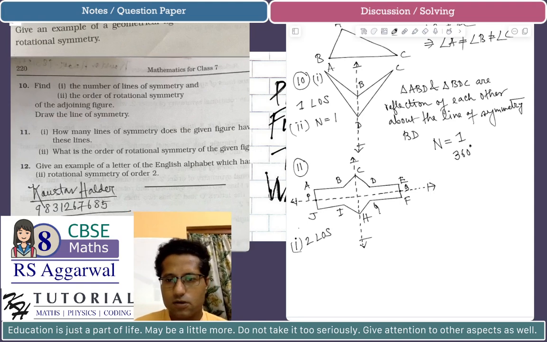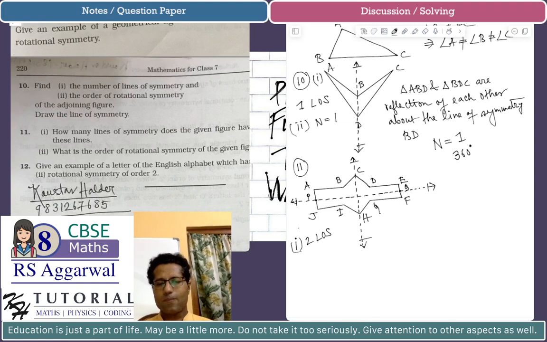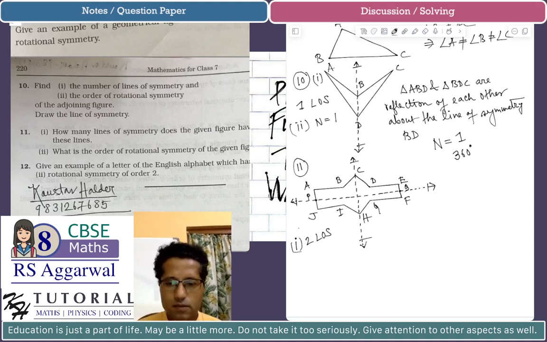Draw these lines. So I have already drawn the lines. One is the horizontal line, which joins the midpoints of the two extreme vertical sides, and the other one is the vertical line joining the corners of the triangle shape, that is C and H. The line joining C and H is the other line of symmetry.